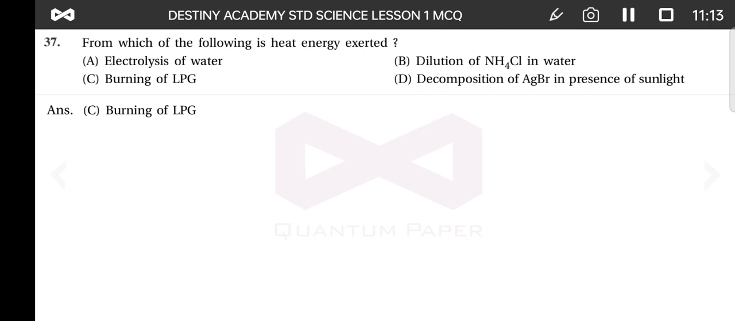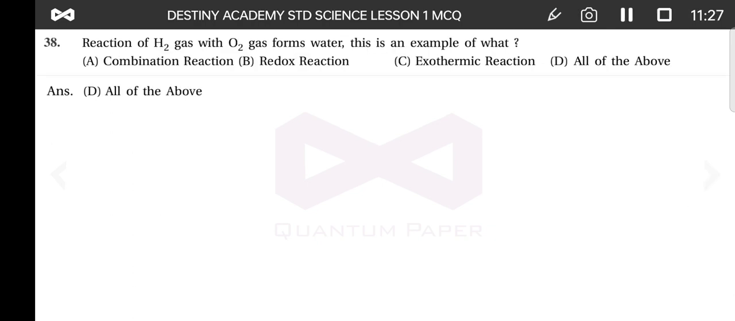From which of the following is heat energy evolved? During the burning of LPG, liquefied petroleum gas, heat energy is evolved. Reaction of hydrogen gas with oxygen gas forms water. This is an example of combination reaction, redox reaction, exothermic reaction, and all of the above. This is the example of all of the above.